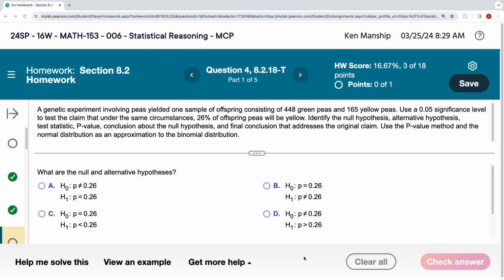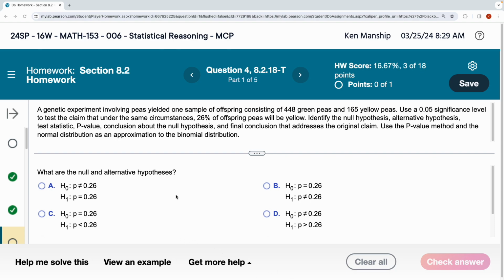So identify the null hypothesis, the alternative hypothesis, the test statistic, the p-value, conclusion about the null hypothesis, and final conclusion that addresses the original claim. Use the p-value method and the normal distribution as an approximation to the binomial distribution.